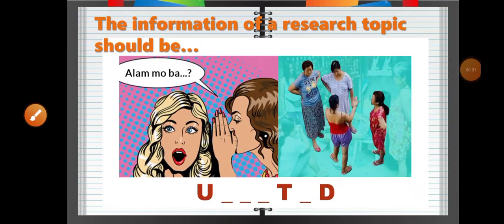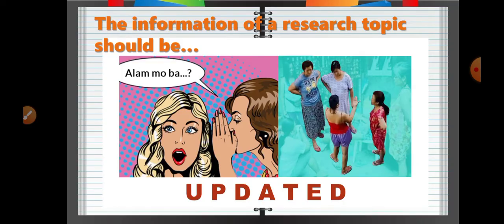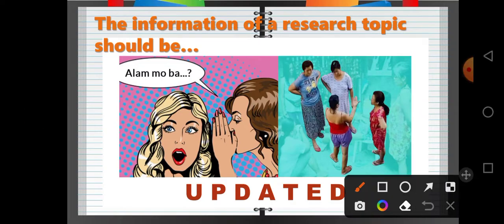Now that we're through with the first two guidelines regarding how you can choose a research topic, we will now proceed with the other guidelines, starting with the third guideline. So we have here that the information of a research topic should be updated. So class, the information that can be found about your research topic should be updated.